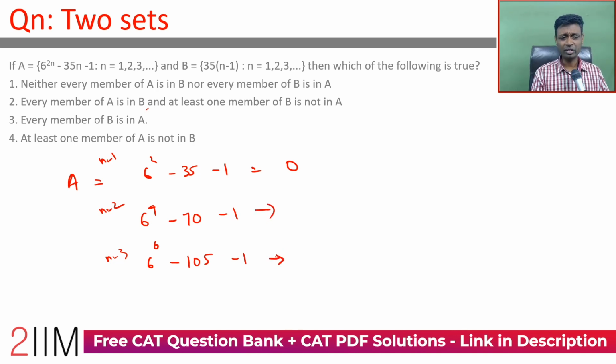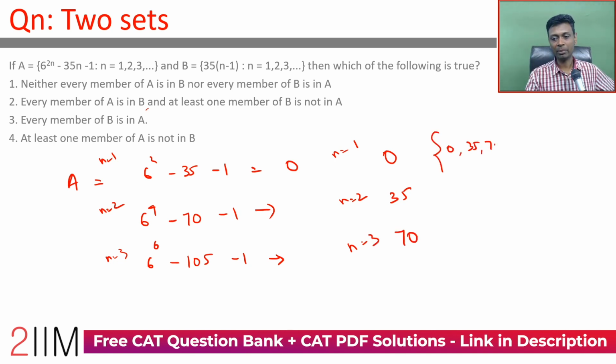I can already sense that A becomes larger and larger the more we put, because it goes 6 square, 6 power 4, 6 power 6, 6 power 8. A runs away from us, becomes bigger and bigger. And B, when n equal to 1, B is 35 times n minus 1. 35 times 0, the first element will be 0. When n is 2, it is 35 into 1, 35. When n is 3, 35 into 2, 70. B is more predictable. Every positive multiple of 35 from 0 onwards is there in this set.